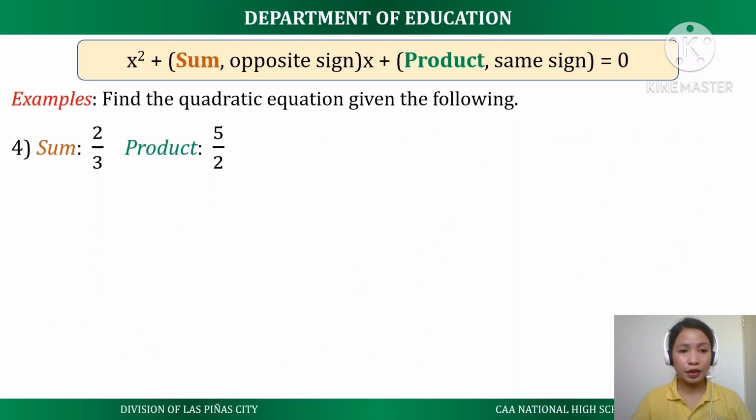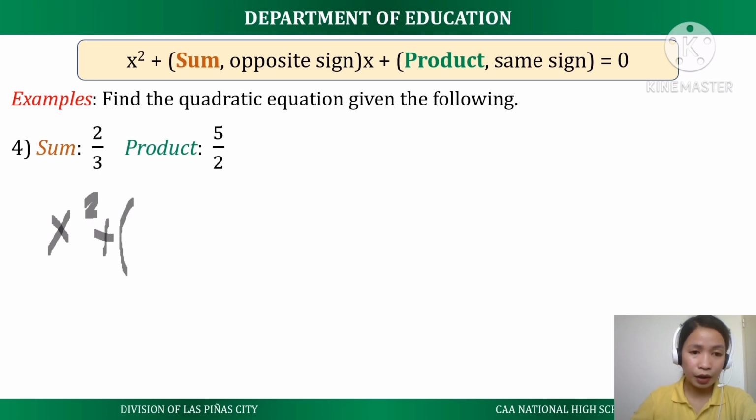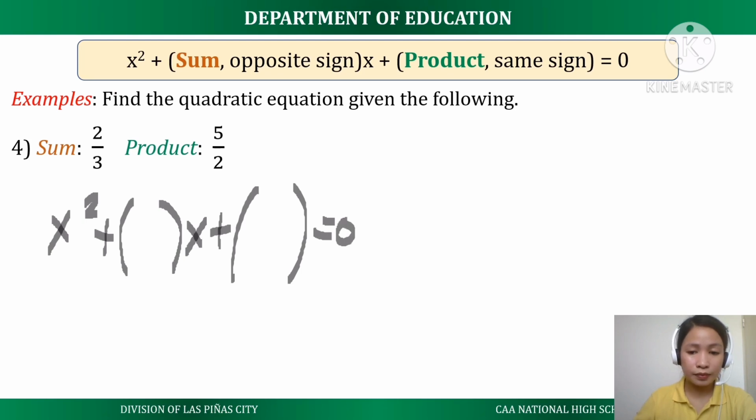So, let's have the fourth example. So, sum is 2/3 and the product is 5/2. So, paano yan? Fraction yung sum at product natin. So, same pa din yung gagawin natin. So, lagay natin muna yung form. So, we have x squared plus, langkan muna natin yung sum, x, plus yung product, same sign yan, is equal to 0. So, lagay na natin, opposite sign ng sum natin is negative 2/3. And then, product is 5/2.